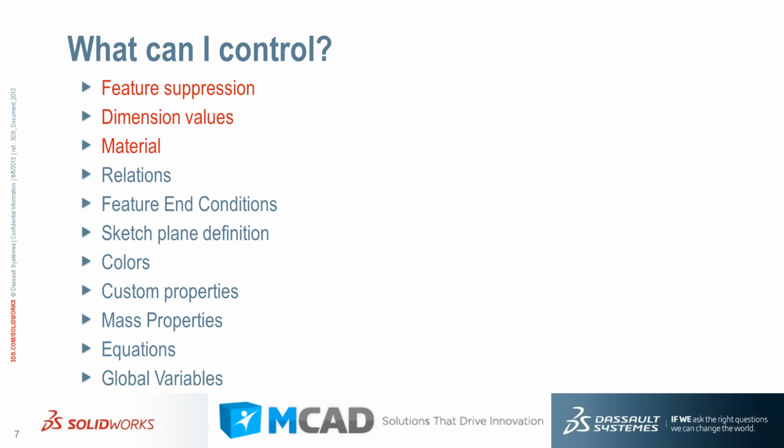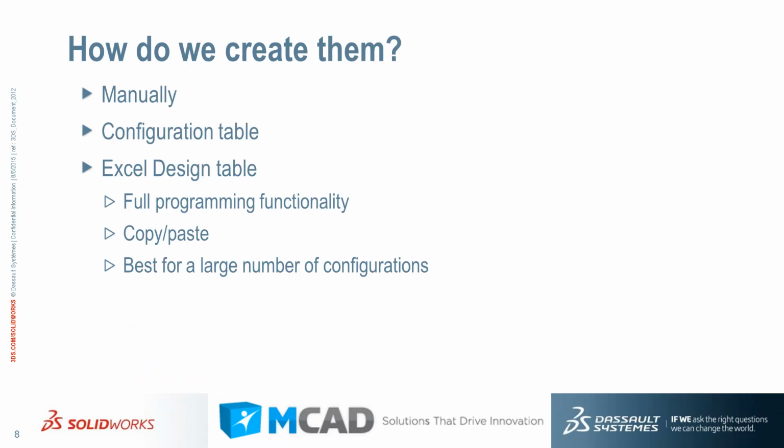suppressing features, changing dimensional values, as well as configuring your materials. So finally, how do we do this? Well, we can create them manually using the configuration manager tree in SolidWorks. We can use a configuration table, and we can get there from configure feature, configure dimension.